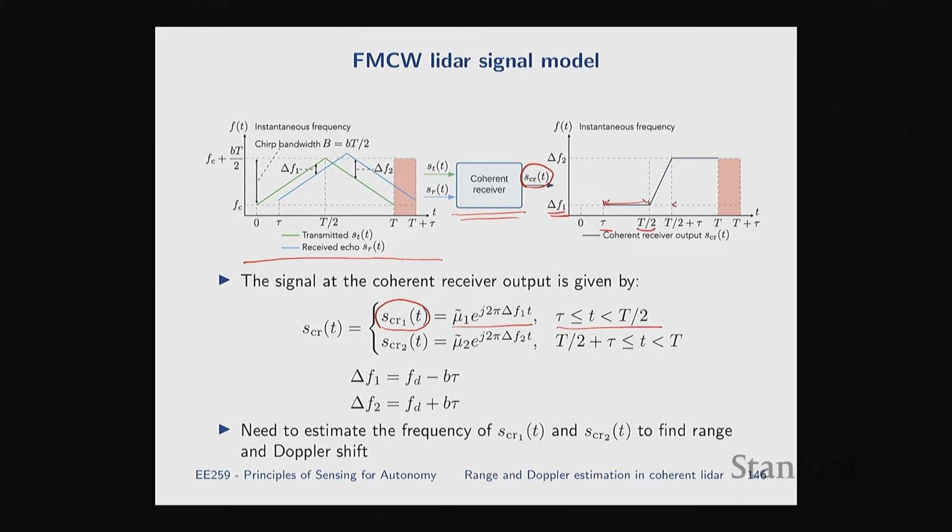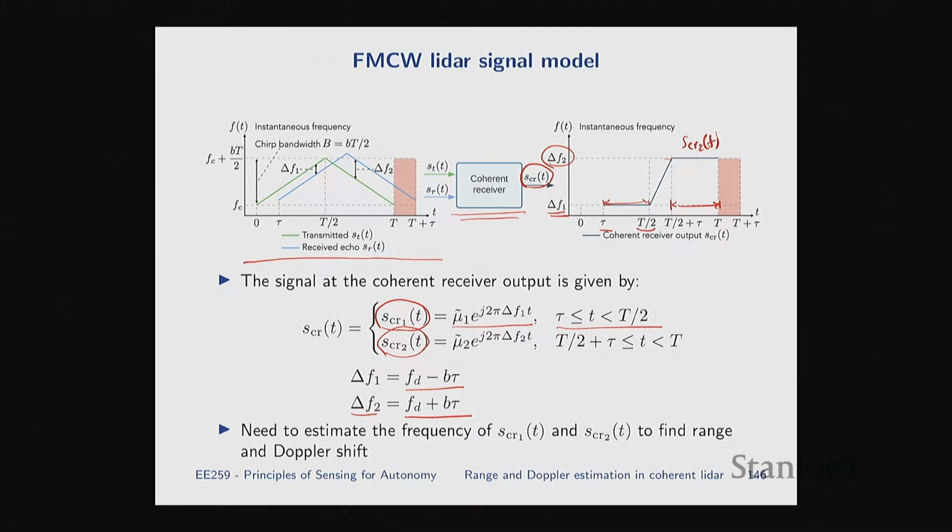And then from t over 2 plus tau to t, in this part, that's where we have SCR2 of t, which has an instantaneous frequency delta f2. And what are the instantaneous frequencies? Delta f1 is fd plus b tau, and delta f2 is fd plus b tau.